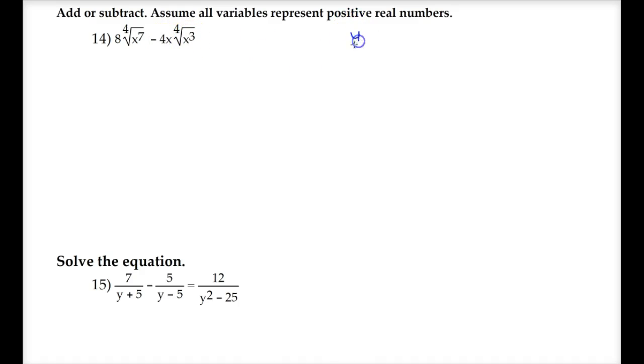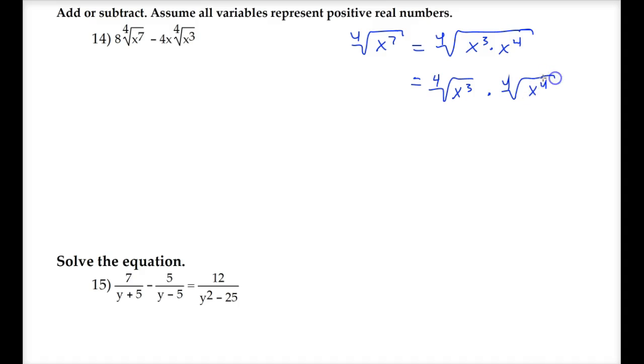If we took 4th root of x raised to the 7, we realize that we could really rewrite it like this. Because we know x raised to the 3 times x raised to the 4 is x raised to the 7. And we also know from our rules about radicals that we could rewrite it this way. Okay. So in that, we see that in the fourth root of x raised to the seventh, there is a fourth root of x cubed in there. So these two terms, even though they don't look like it, they are like terms, okay?